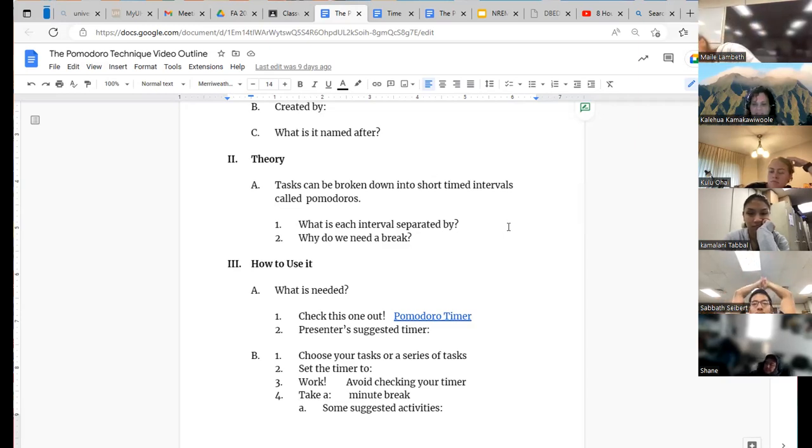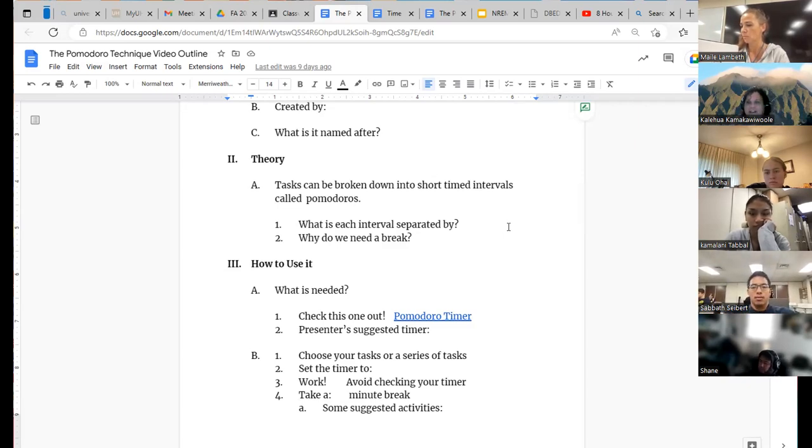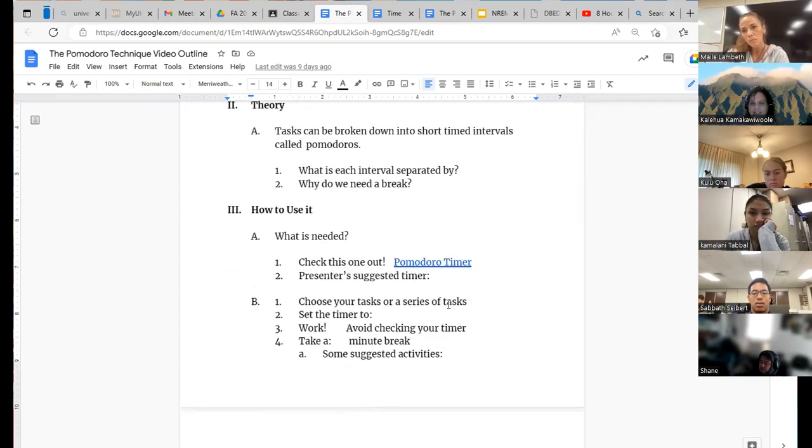So these intervals are, he said you can pretty much do it however you want to, but originally it was 25 minutes of doing the task and then 5-minute breaks, right? So he asked what you need is a timer.